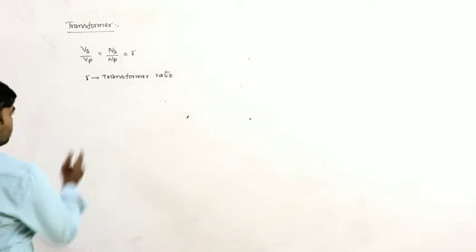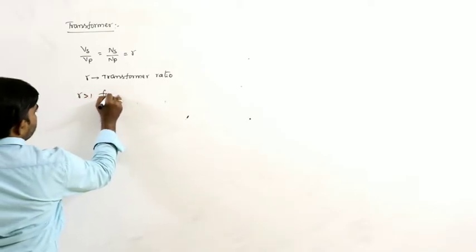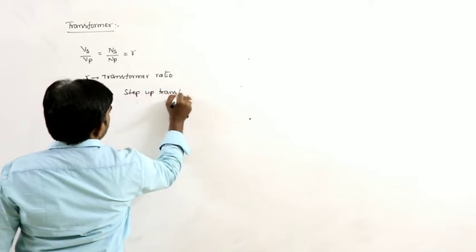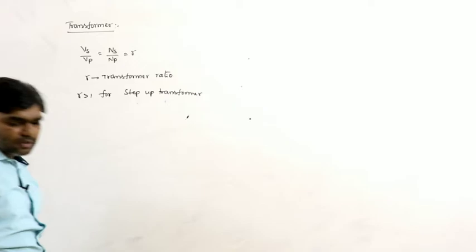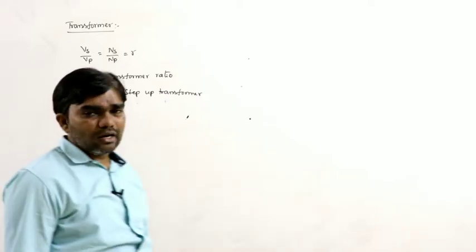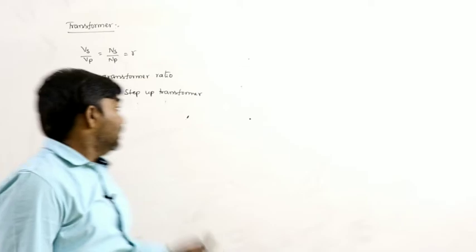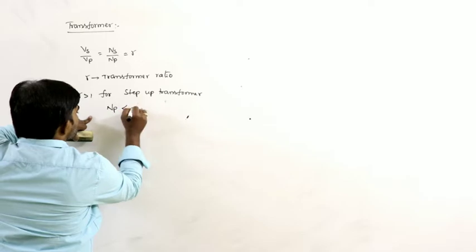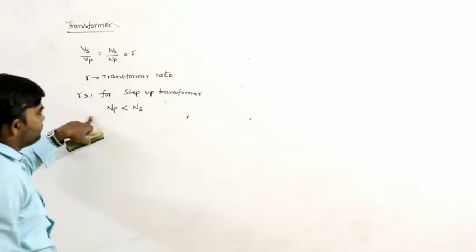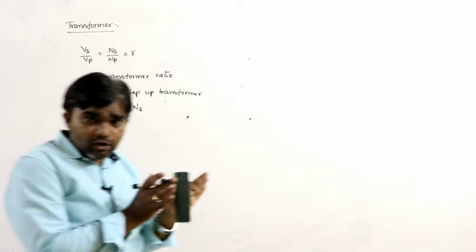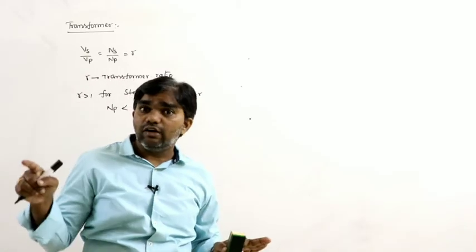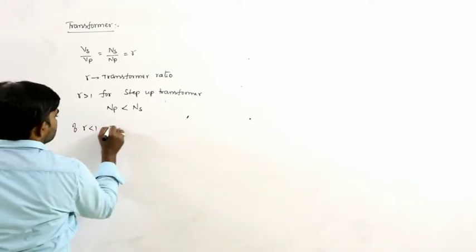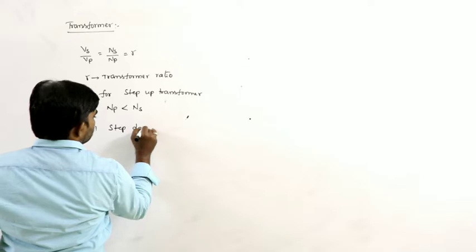So here R is greater than 1 for a step up transformer, because in case of a step up transformer, the number of turns in the primary must be less than the number of turns in the secondary. So the primary coil has fewer turns when compared to the secondary coil in a step up transformer, and here R less than 1 is called a step down transformer.